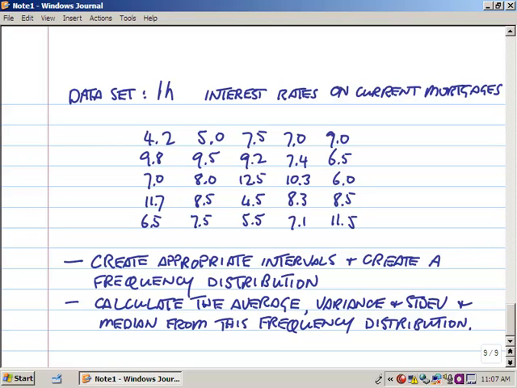Okay, at this point I'd hope that you would pause the movie and do those things and then come back and see what my answer would look like. Our answers don't need to look the same because we could choose different intervals, but our answers should look reasonably close.